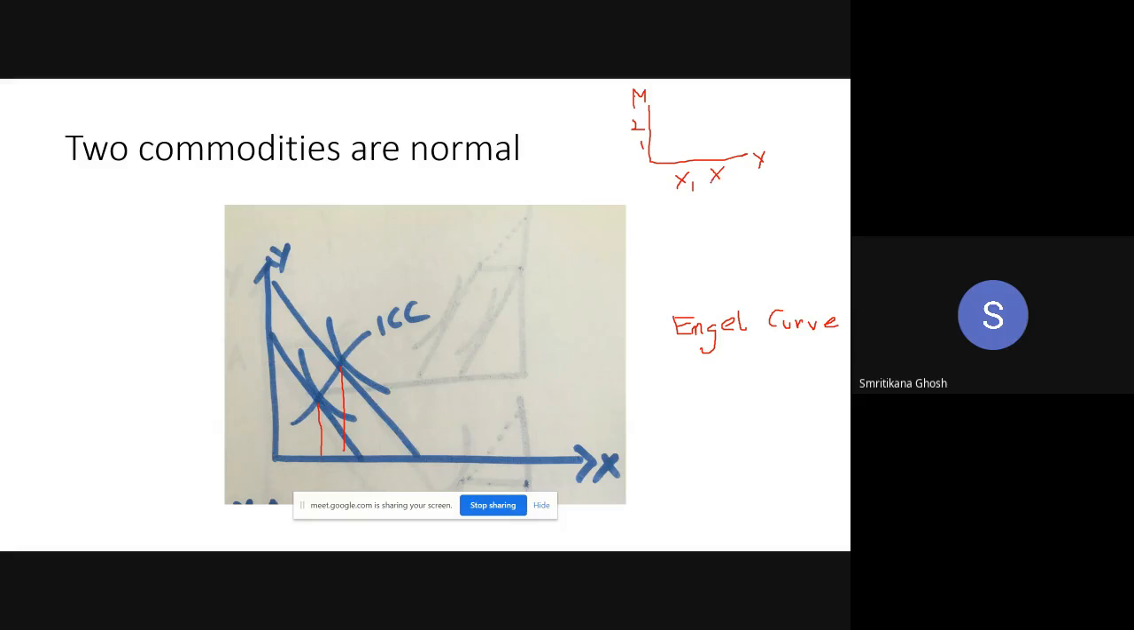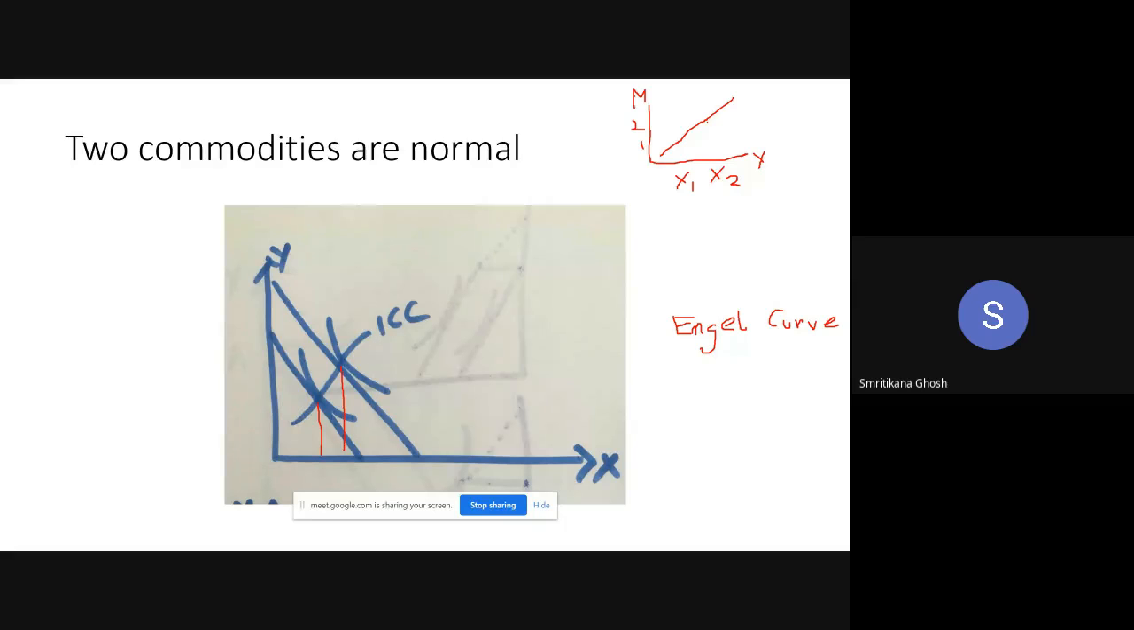Okay. So you can understand, X1, M1 is here, and X2, M2 is here. Why? Because I am assuming X and Y are normal goods. So when income is increasing, my consumption of X is also increasing. So the relationship is positive. It's like this. So this is the general shape of the Engel curve.